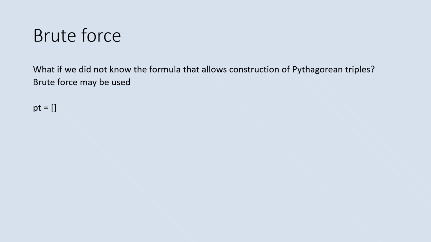So in a Python way, we could start off with an empty list. I called it PT for Pythagorean triple, keeping it short. And in the equation, we have a squared plus b squared equals c squared, so we could just loop through values for a, for b, and for c. So let's say we wanted to just look for the values where a is from 1 to 99. We could loop for a in range 1 to 100. Then we could loop through the values for b, also from 1 to 100, and c from 1 to 100.